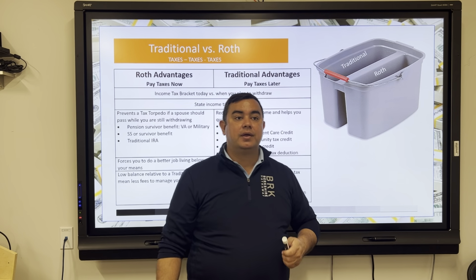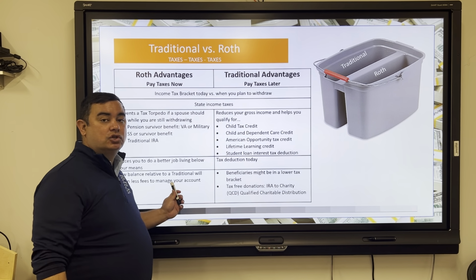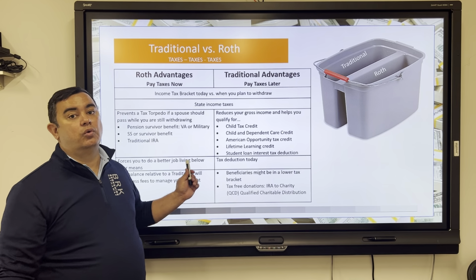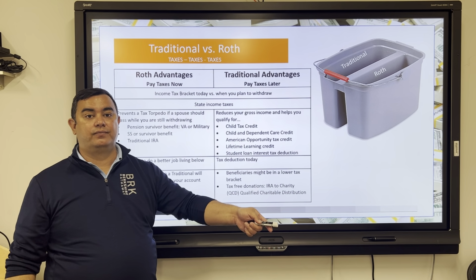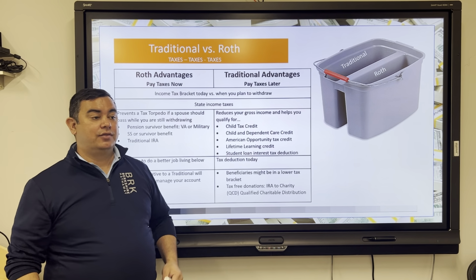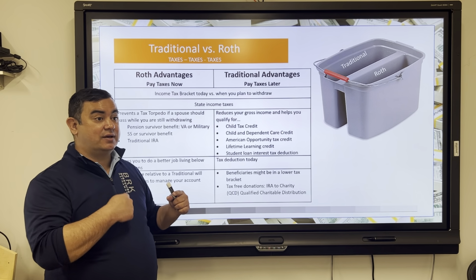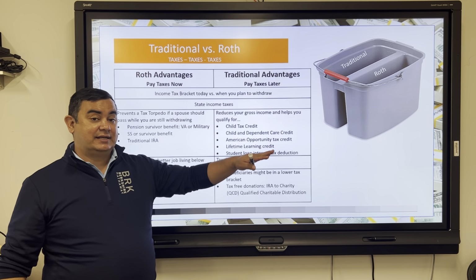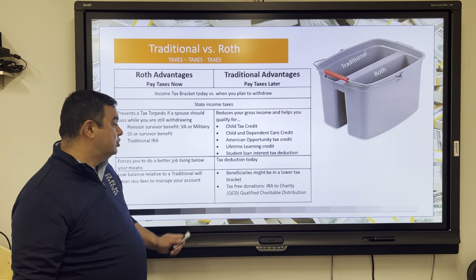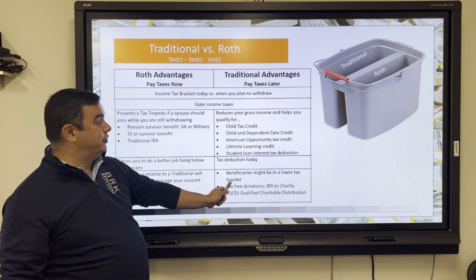But again, the lower the balance going down, the lower the fees all along the way, right? So again, they're taking out taxes on me now, but they're taking his taxes out later, right? So this is another benefit of the traditional.